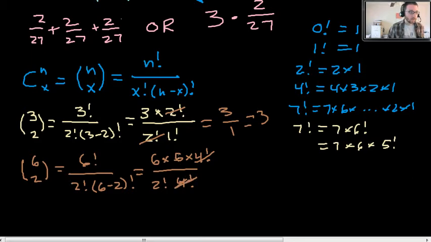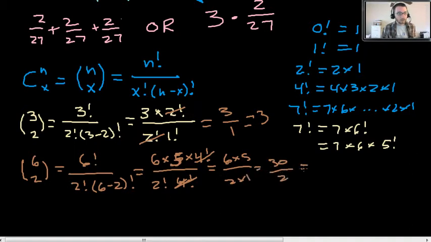So now I have 6 times 5. It's an ugly 5, but it is a 5, I guarantee. 6 times 5 divided by 2 factorial, 2 times 1, equals 30 over 2, which equals 15. So this is how you calculate the number of paths that will get you to a given outcome in a given scenario. In this case, we figured out it was 3.